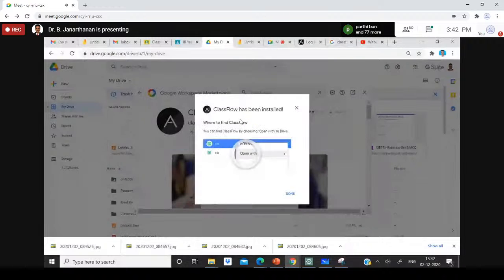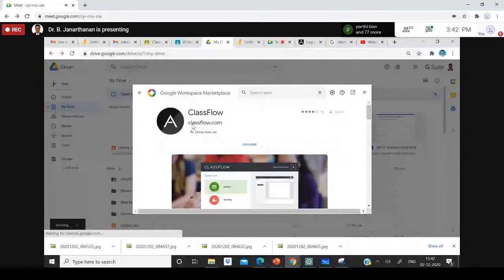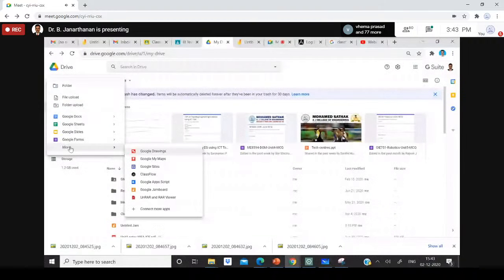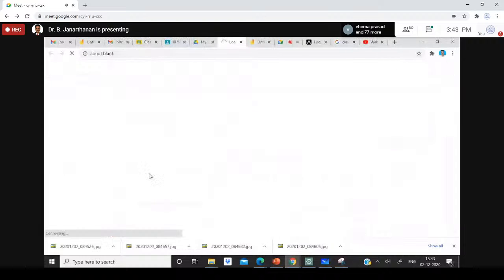So now I can access this class flow from my Google. Even if you close here, now if you see here, you can find class flow. Earlier it was not there. Now class flow is inside my Google account, so you can access it from this. This is how you have to bring class flow inside your Google account.